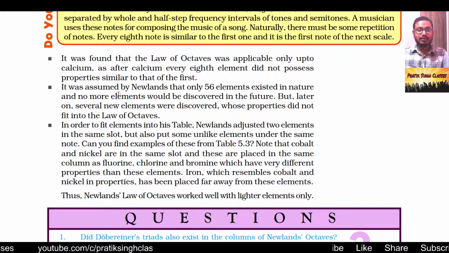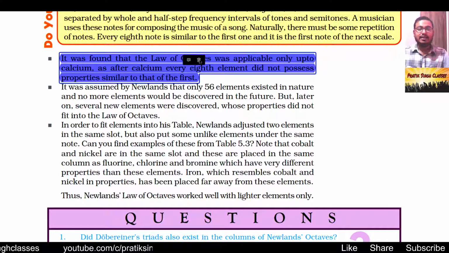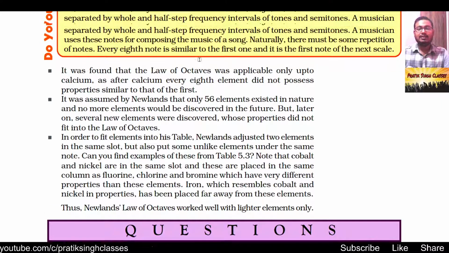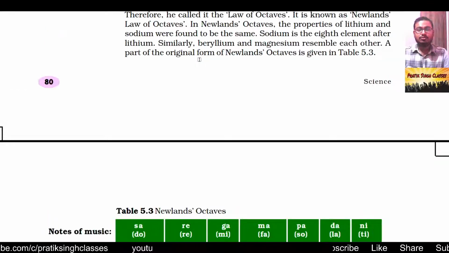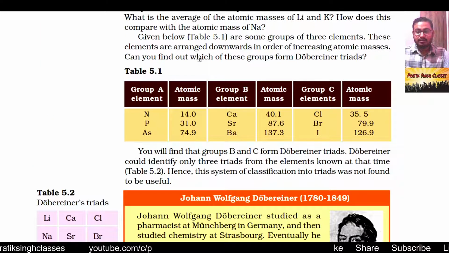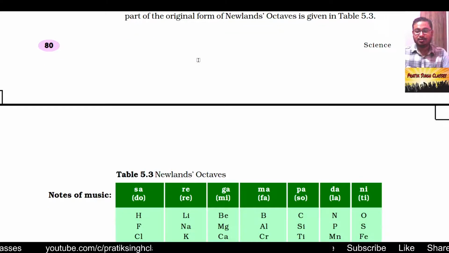Coming back to our studies, it was found that the law of octaves was applicable only up to calcium, as after calcium every eighth element did not possess properties similar to the first. That means Newland's octave was a little more enhanced, clearer and more correct than the triad rule given by Dobereiner, whatever the name is. It is not an Indian name, so don't worry about that.